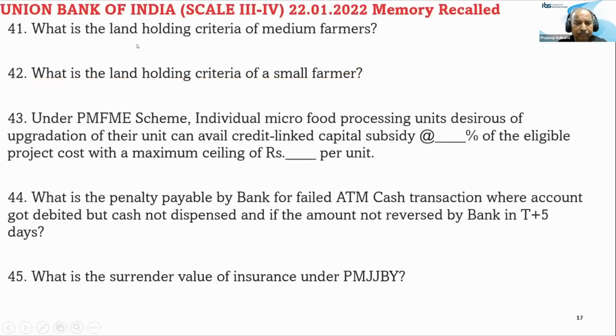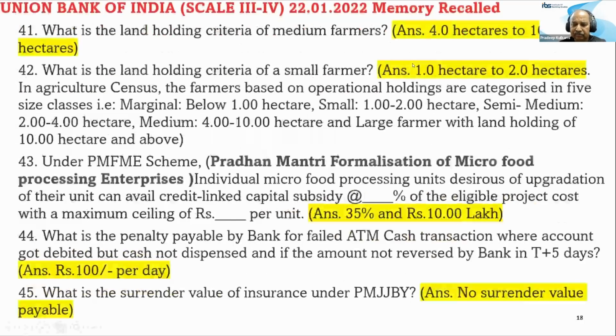With this, I'll stop. What is the landholding criteria for medium farmers? Landholding criteria for small farmers? PMFME scheme. Yesterday itself we saw the penalty payable by bank for failed ATM transaction. What is the surrender value? I think all questions are now repeated for other scales also. Other scales also have 3 to 4 questions. You can see, this is how questions go. I think we will stop here and go back to our class.